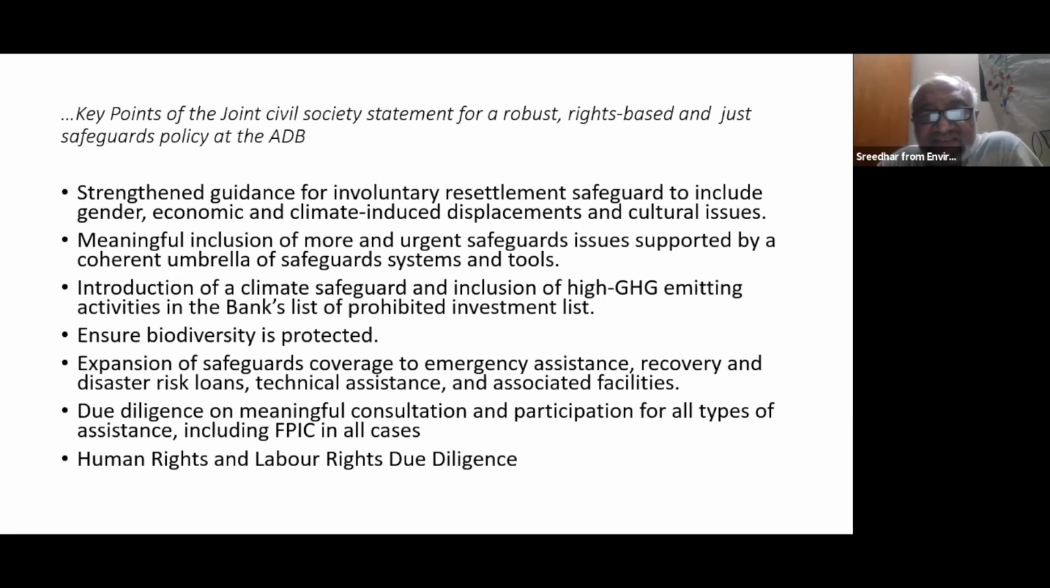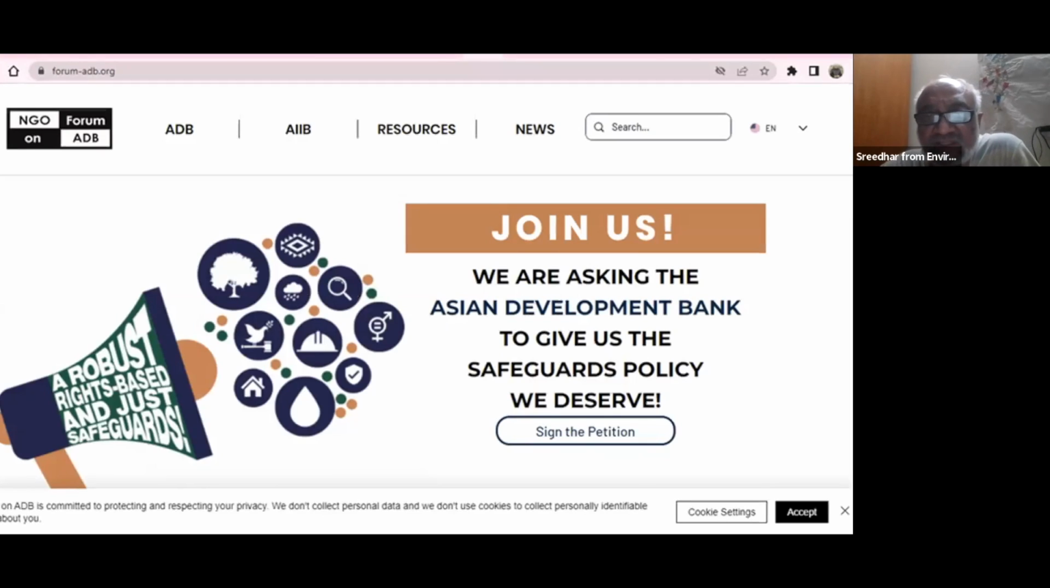So how due diligence, they have been talking only in the case of so-called indigenous communities and not across all the communities, including tribal communities in India. How this free prior informed consent could be there, and how we can incorporate human rights and labor rights due diligence when projects are started. So this is an ongoing campaign. How do we push for robust rights-based and just safeguards? You can look at the NGO Forum's website, and we have drawn out a petition, and we'll push this ahead.